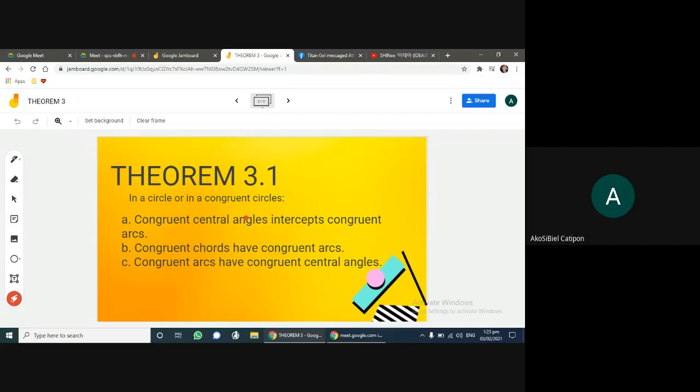Ibig sabihin po kapag yung central angles po nung circle ay congruent, yung intercepted arc po nila ay also congruent.